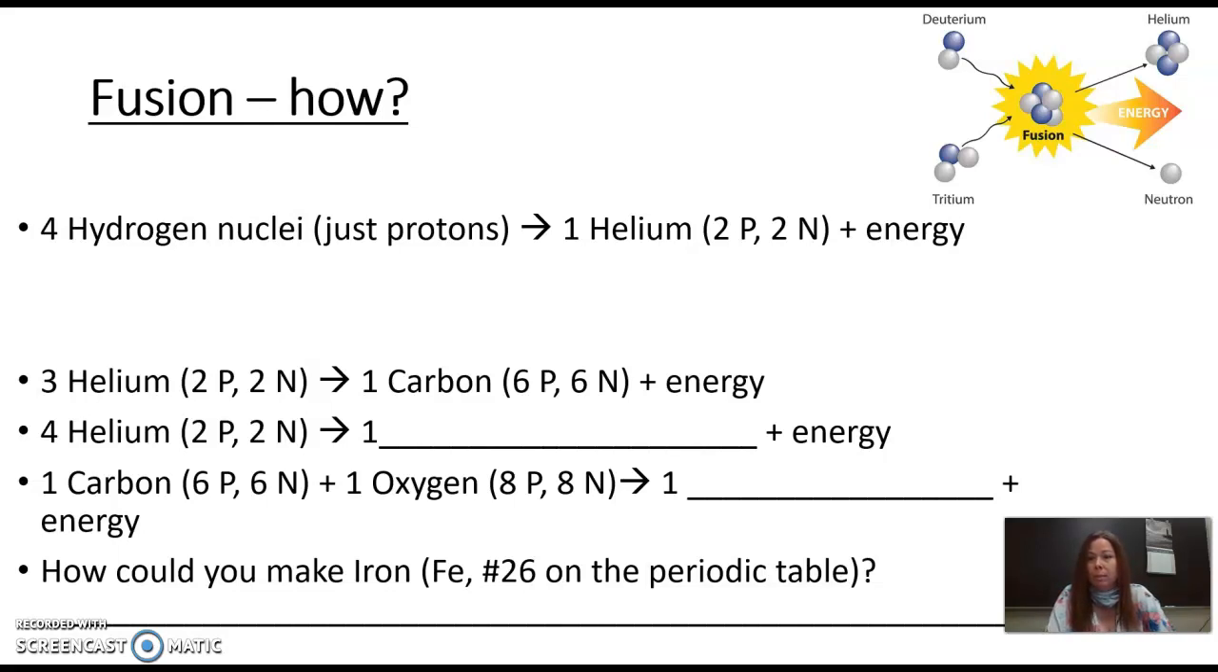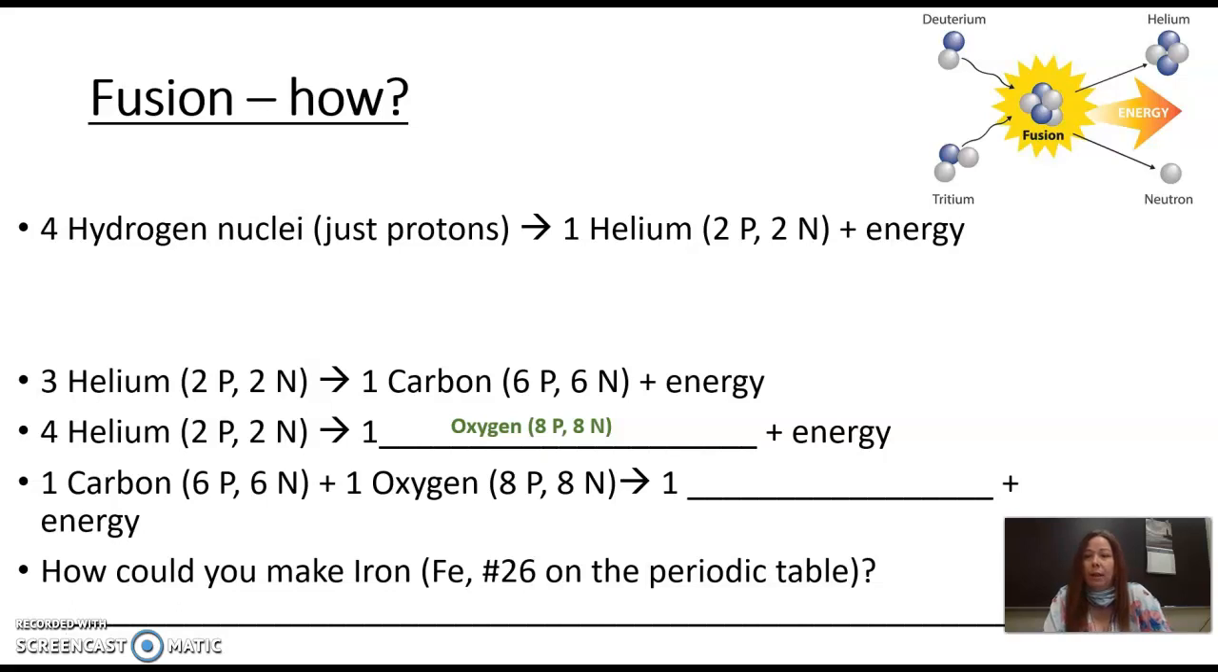If you want to think back to your math class, this is almost like balancing an equation. So we have our 3 helium, and because each of those has 2 protons and 2 neutrons, 3 times 2 gives us 6. Same for the neutrons. If we have 4 helium atoms, that's going to give us 8 protons and 8 neutrons, because 4 times 2 is 8, plus the energy. So that is actually going to give us an atom of oxygen.